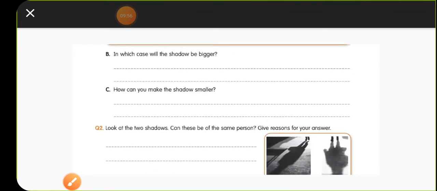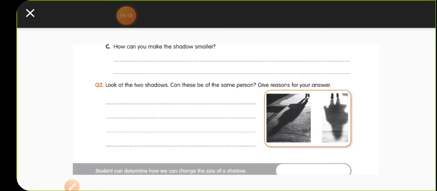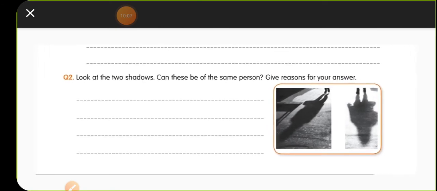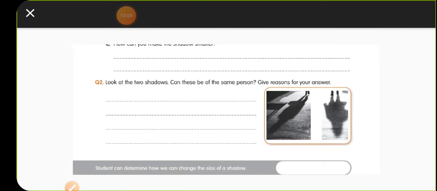Okay, look at the two shadows. Can these be of the same person? Give reasons for your answer. Okay, with the help of shadows, whether we will guess the correct information of the object or not, based on that they are asking this question.